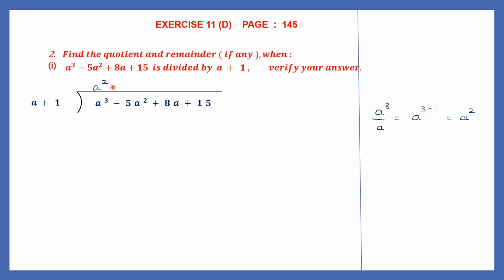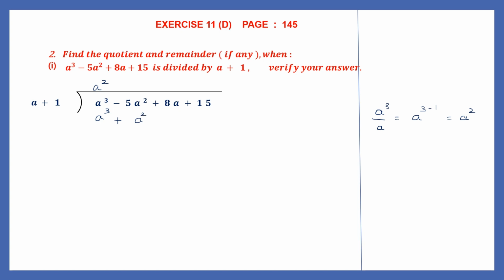Multiply. This time you have to multiply every term of your divisor with the quotient, that is a square. So a square into a and a square into 1. So let's begin. A square into a. It's multiplication, so we add up the powers. So it becomes a to the power of 3. Then a square into 1 is a square. So that is plus a square.